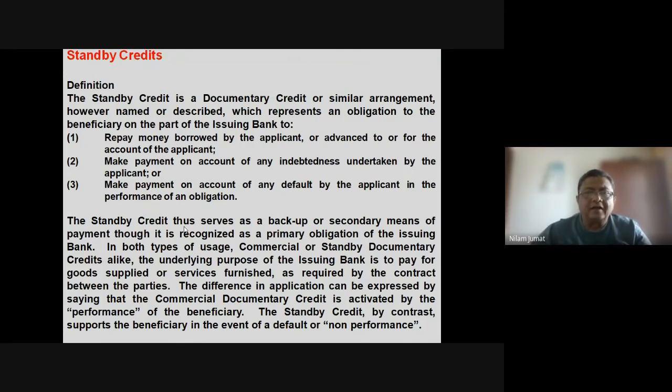this standby LC also. Exporter sends the goods, importer pays the money, no problem. It continues like that. One shipment is sent, 10,000, due date came, no payment. It's okay. Another shipment, that is not paid. Another shipment, not paid. Now the limit of the LC is $60,000. So even at $30,000, the exporter knows this guy is not paying.